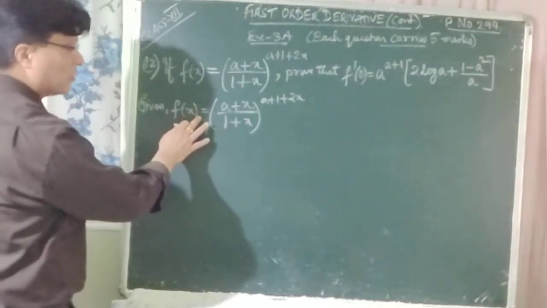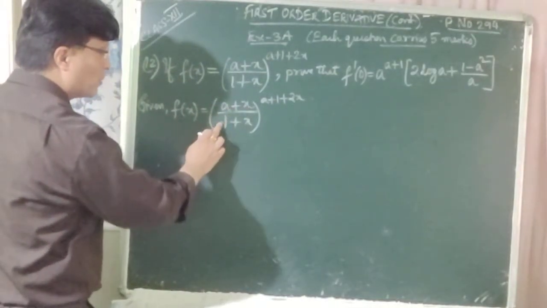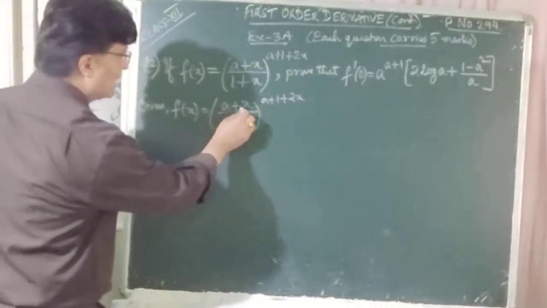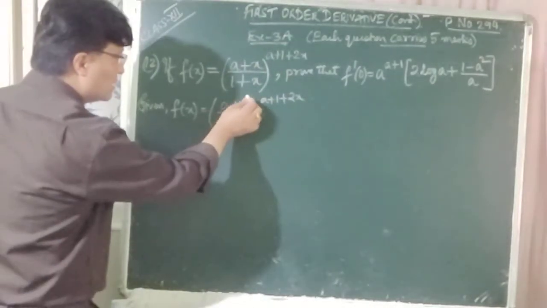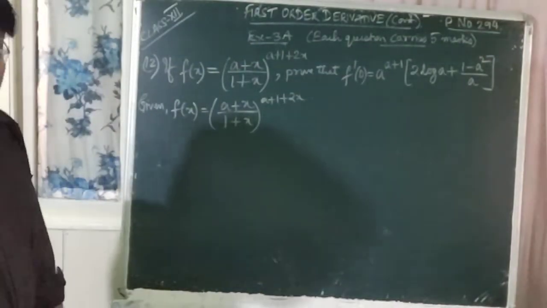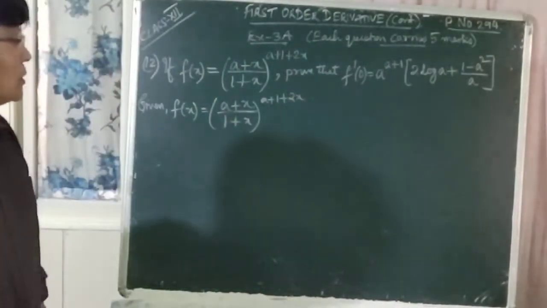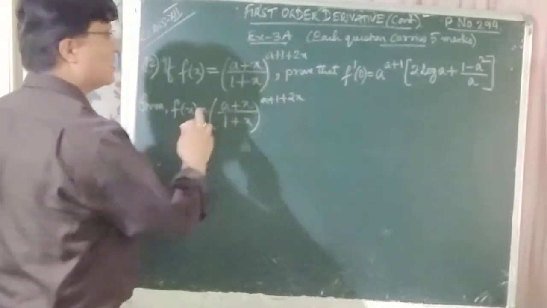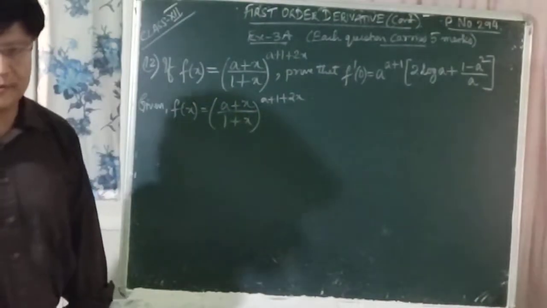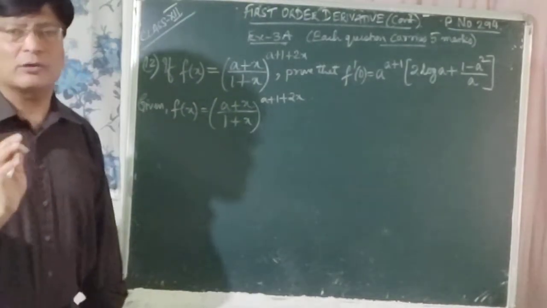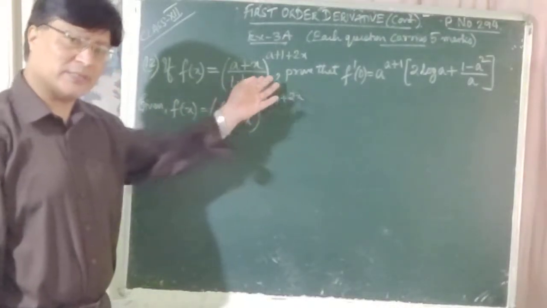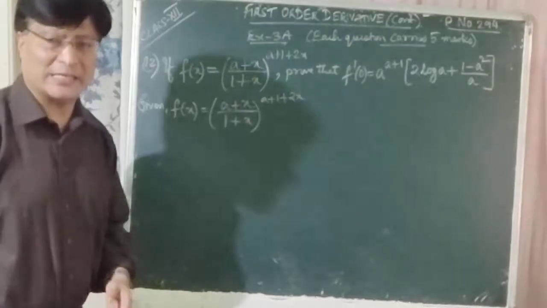That is f of x is equal to within bracket a plus x upon 1 plus x whole to the power a plus 1 plus 2x, right? Now this is the base, this is the power. So this base is the variable, this power is also the variable because they contain x, isn't it? So now in this case you cannot differentiate it directly because both the base and the powers are the variables, that is x. So in this case you have to take log on both the sides so that you can take this a plus 1 plus 2x in the front of this expression.